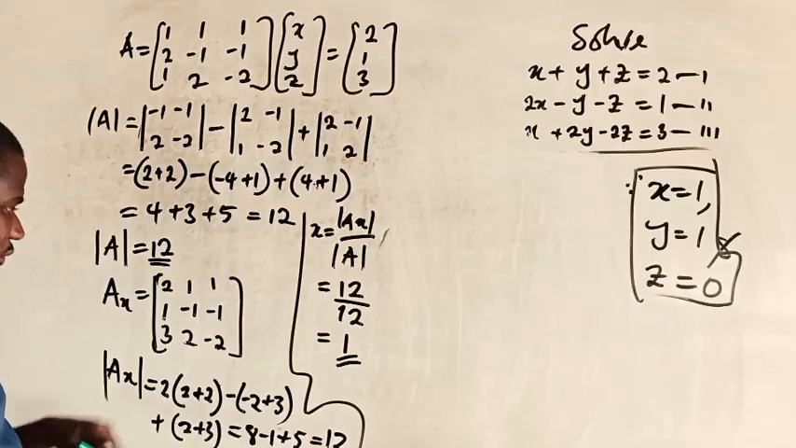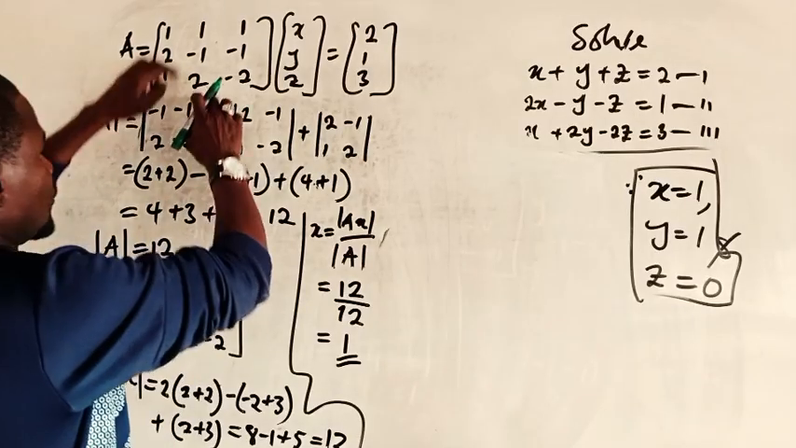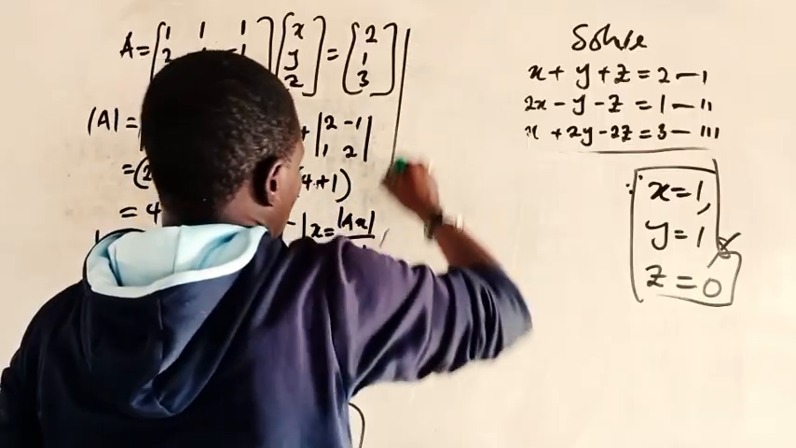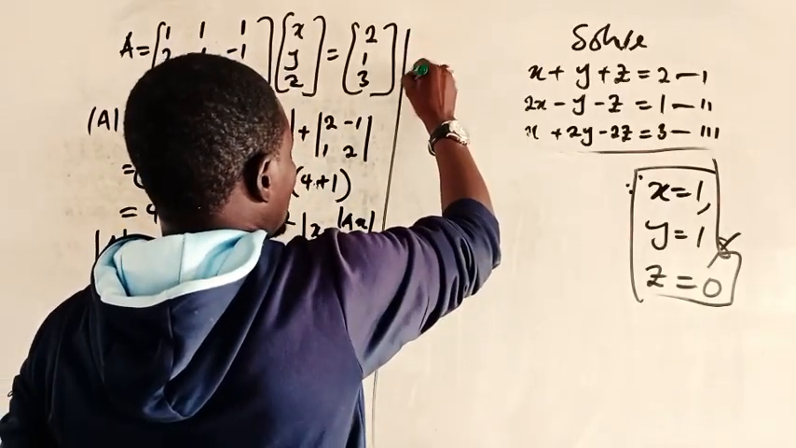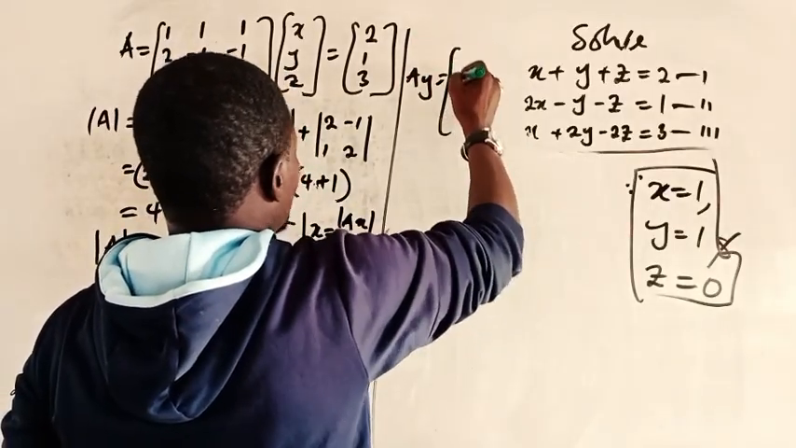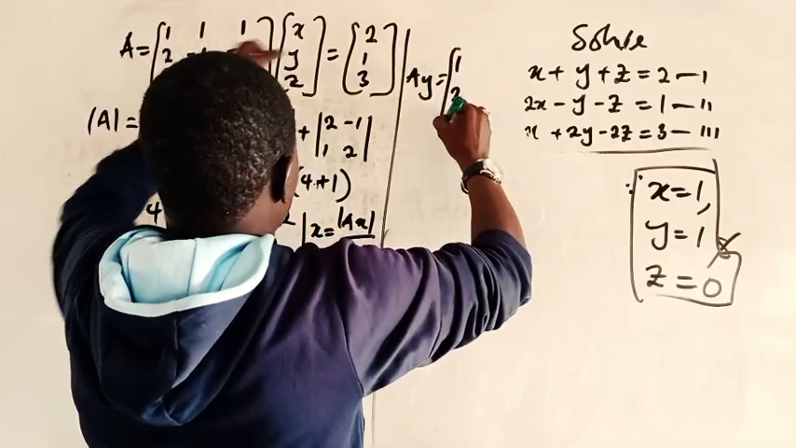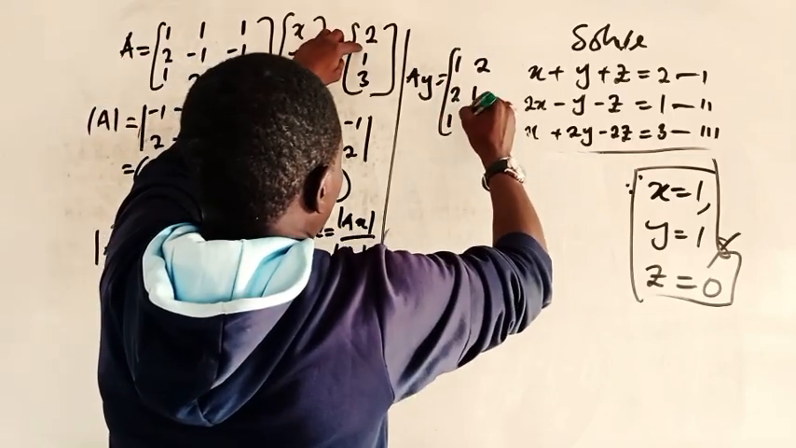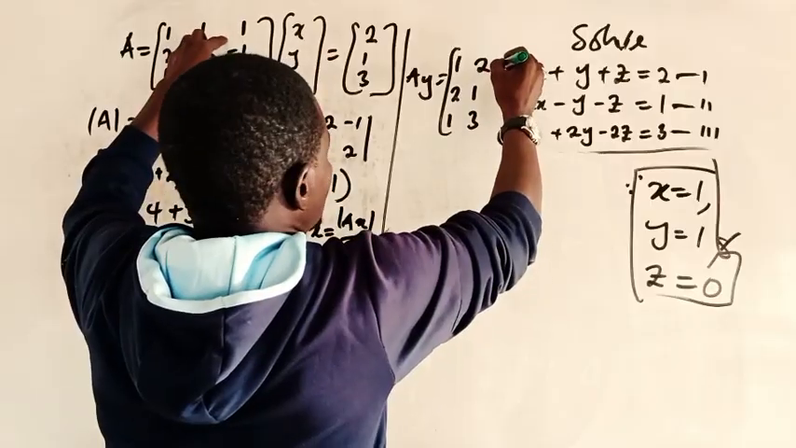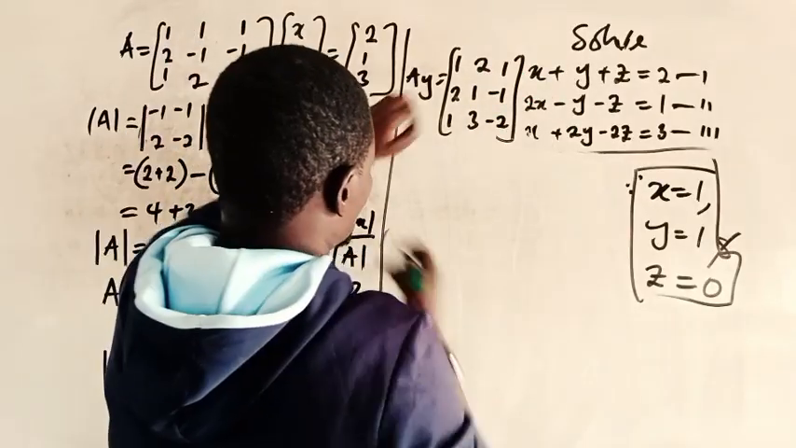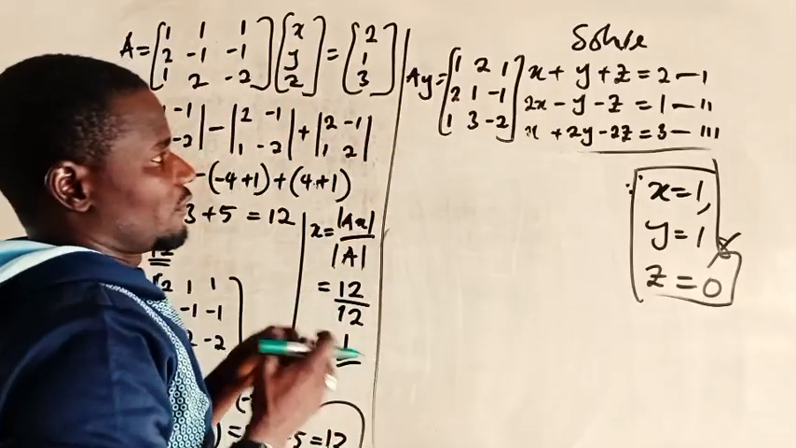Now to find the value of y, in this matrix, we remove this and put this there. That means we can have another matrix, A subscript y. Now we take 1, 2, 1. Instead of this, we take 2, 1, 3. Then we repeat 1, minus 1, and minus 2. You understand? So we are going to find the determinant of this also.